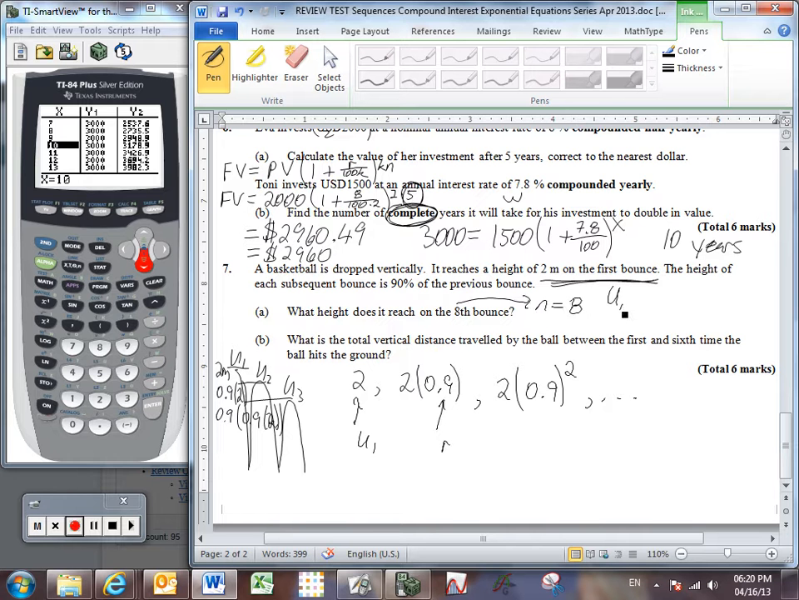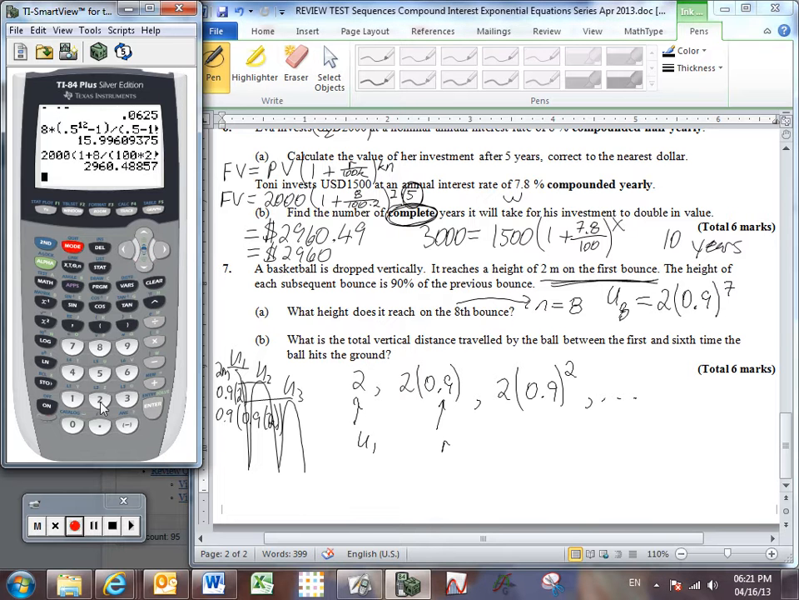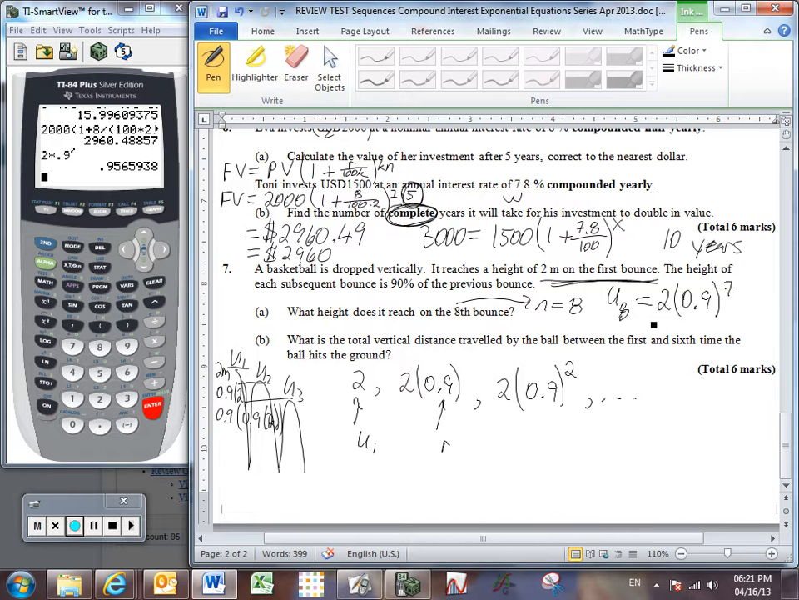So let's figure out what the 8th term is. This is clearly a geometric sequence, so your 8th term is going to be your first term times your common ratio to the power of 1 less than the term. And if we do 2 times 0.9 to the power of 7, you'll end up getting an answer of 0.9565938.